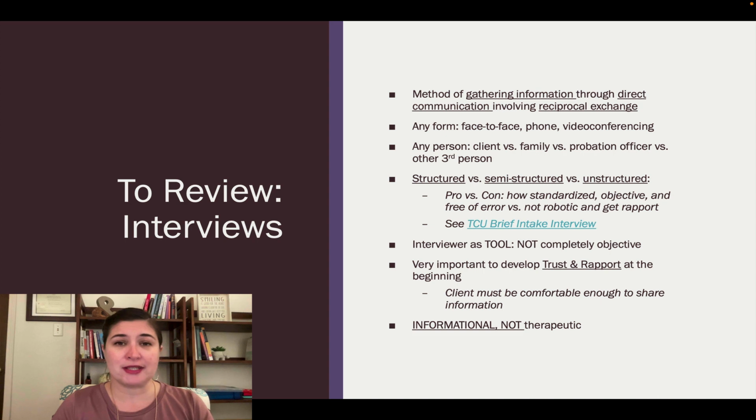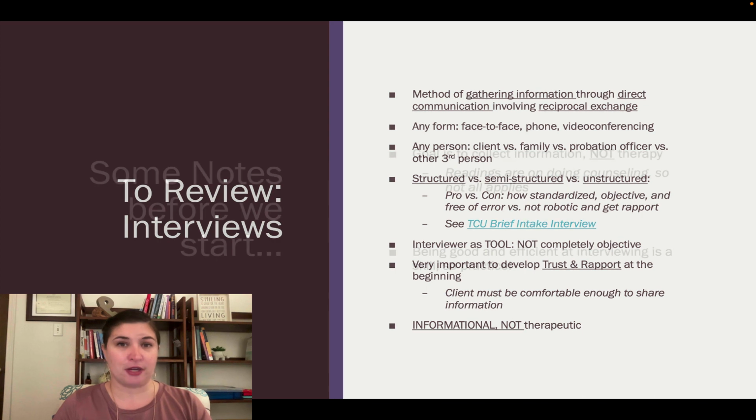It's very important to develop trust and rapport at the very beginning, as well as continued on throughout the session. The client needs to be comfortable with you in order to share vulnerable information. Remember that the interview is about gathering information. It's not about conducting treatment or therapy.